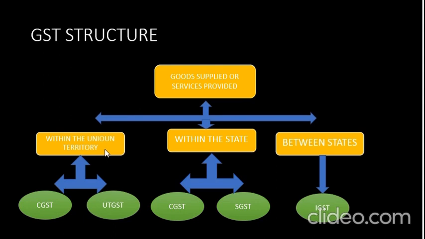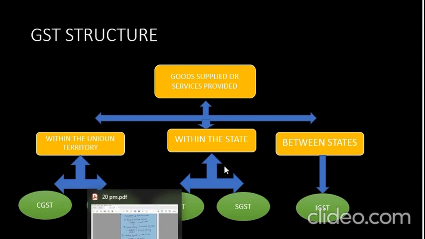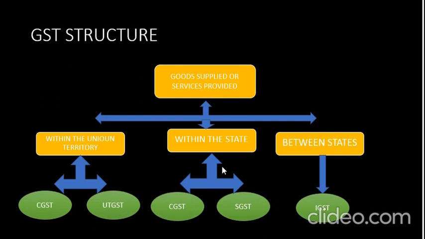When goods and services are exchanged within the union territories, then CGST and UTGST apply. CGST is nothing but Central Goods and Services Tax, which is levied and collected by the central government. UTGST is levied and collected by the union territories. So here both the center and the union territories government are involved when goods and services are exchanged within the union territories.